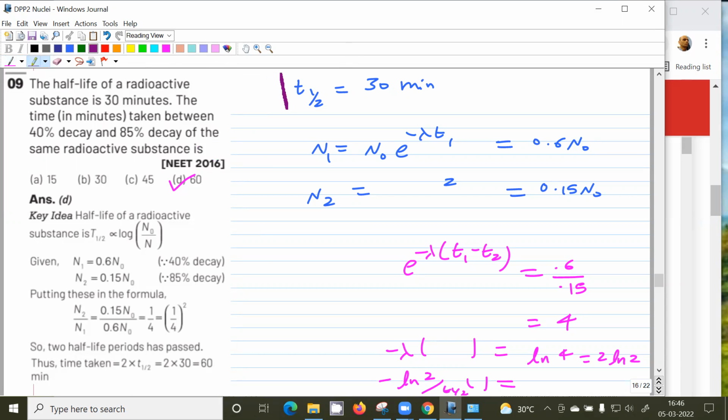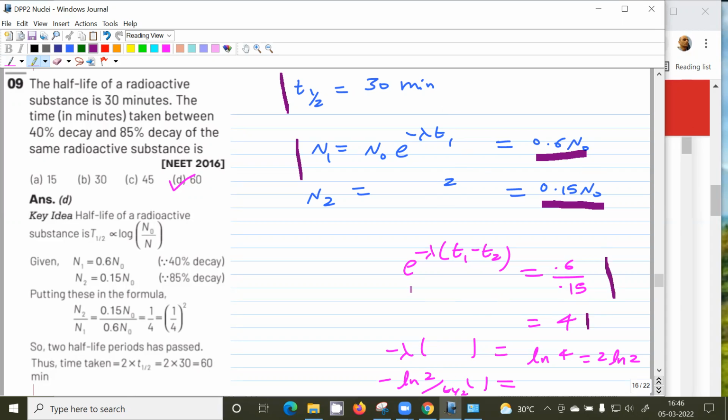Okay, so this is the basic idea. Half-life is this much, 30 minutes. So N1 at time T1, 40% has decayed, right? So the remaining will be 0.6. In the second time T2, 85% has decayed, so the remaining will be 0.15. I have to find T2 minus T1. If we divide these two, I'll get e raised to the power minus lambda times T1 minus T2. So this will be 0.6 by 0.15, which is 4.